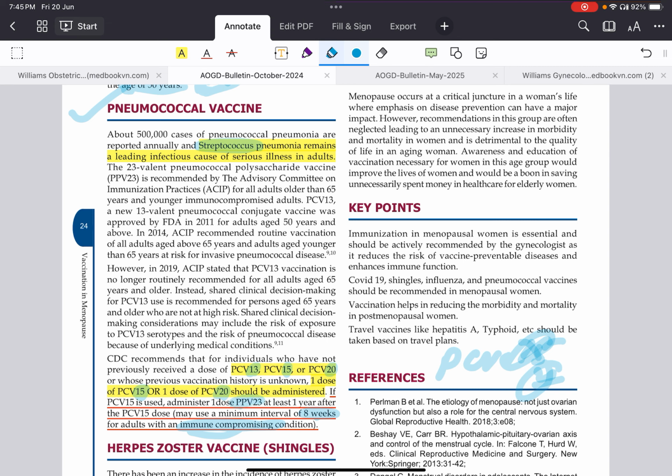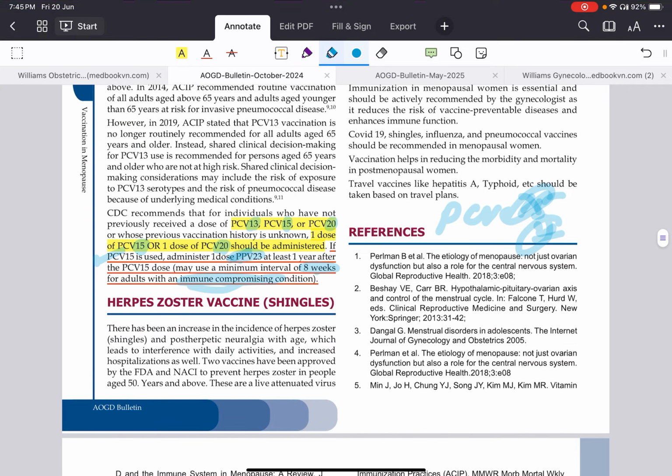What is PPV23? PPV23 is a pneumococcal polysaccharide vaccine, a 23-valent vaccine. All the numbers are valences: 13 is 13-valent, 15 is 15-valent, and so on. So if you take PCV15, then with an 8-week gap you take PPV23 also.